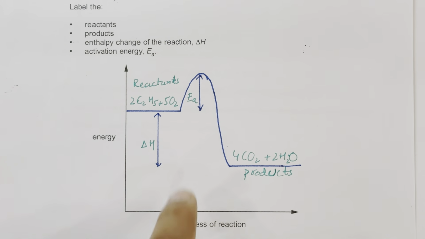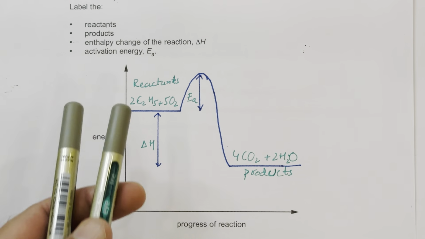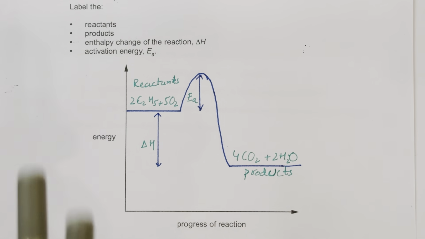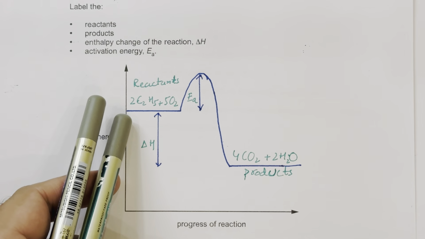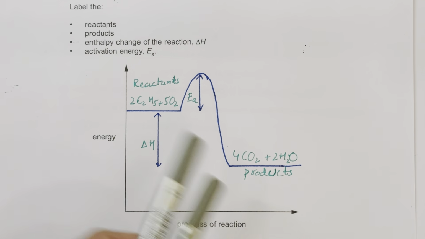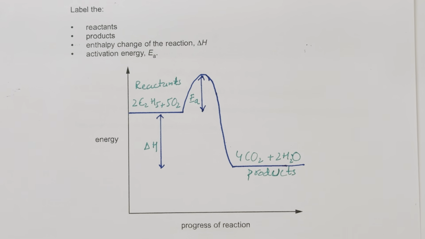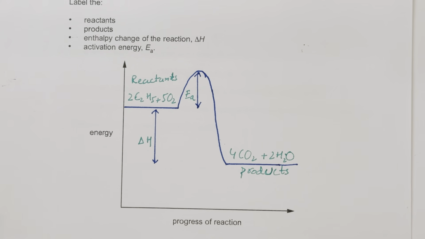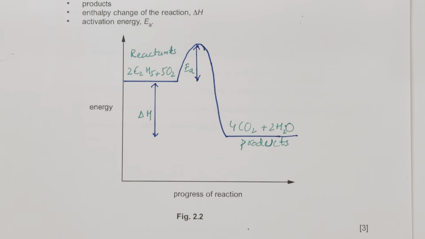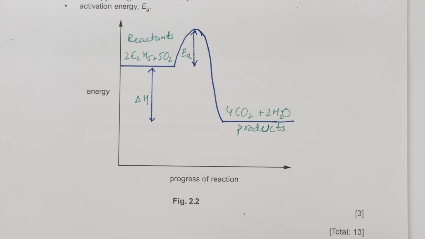You can write in your notes that the difference between reactants and the highest peak is called activation energy, and the difference between products and reactants is the enthalpy change. You're gonna write reactants over here, you're gonna write products over here. We have been given the equations, so you can write the compounds in reactants and write the compounds of products in products. So this is how you're gonna get the 3 marks for this.